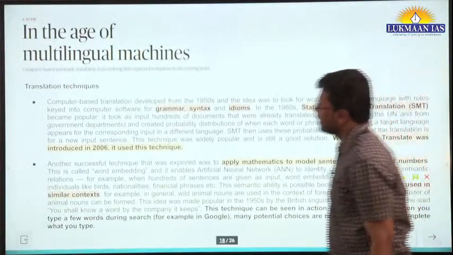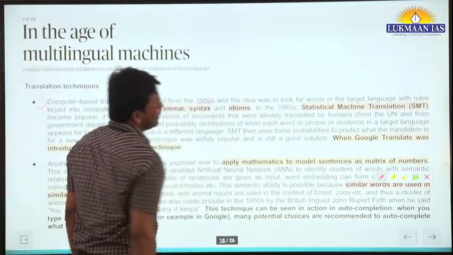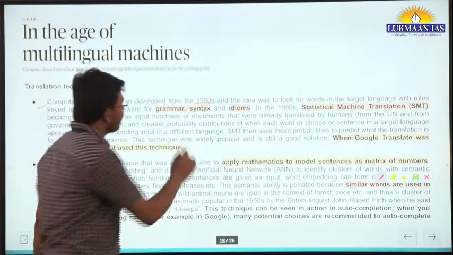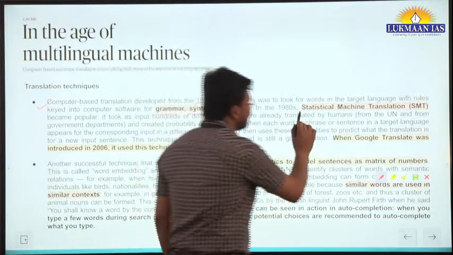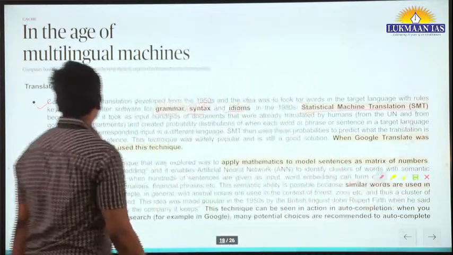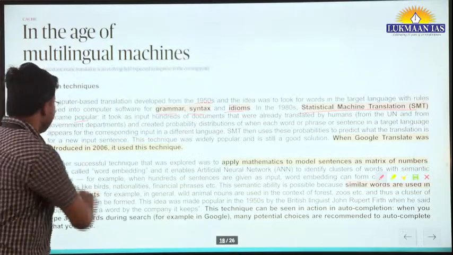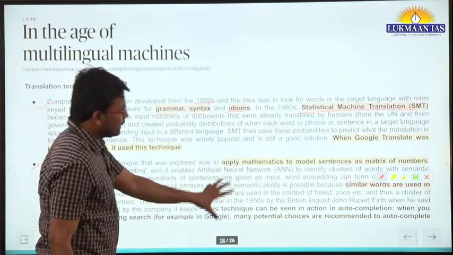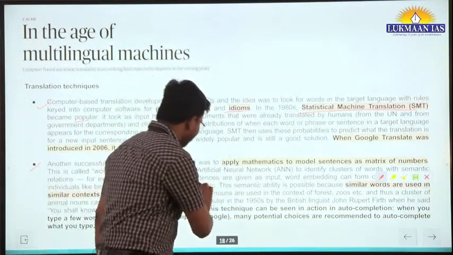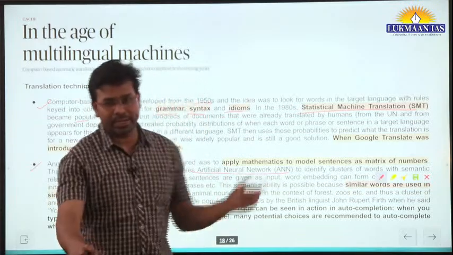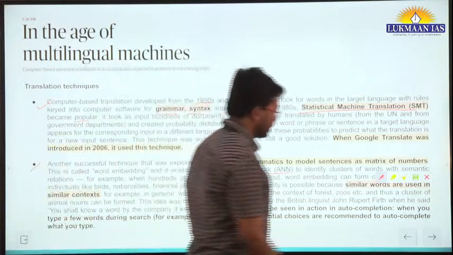So here, computer based translations developed from the 1950s, okay. They took the ideas from grammar, syntax and idioms, okay. Then in the 1980s statistical machine translation became popular, okay. We have discussed about it, and after that later on they developed the latest one, which is known as artificial neural networks, okay. Now they are doing machine translation through artificial methods, okay.